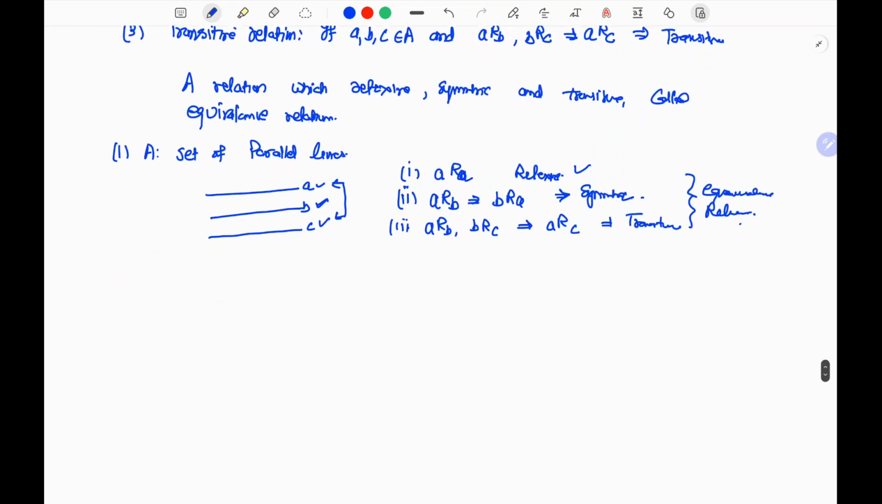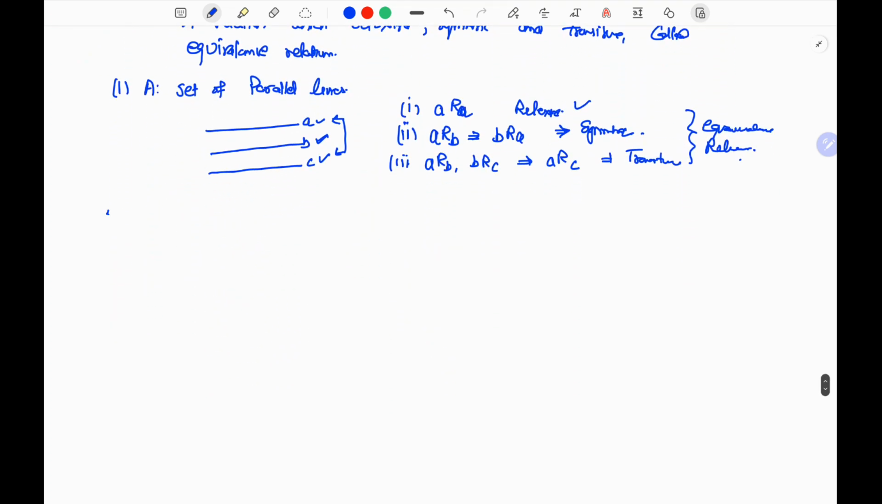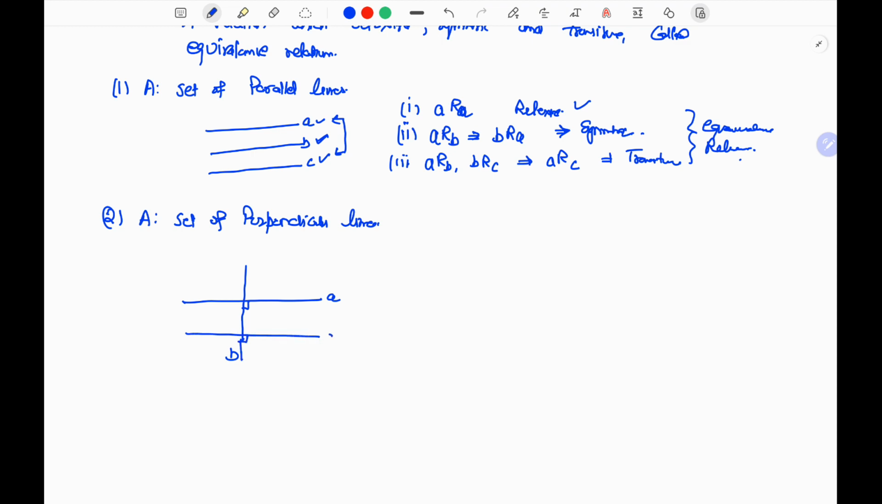Now we take another example where we have a set of perpendicular lines. Say A is a set of perpendicular lines. Suppose this is the line a. Another line which is perpendicular to a is b, and third line which is perpendicular to b is c. Here, if we check for reflexive relation, because line a is not perpendicular to itself, we say it is not reflexive.